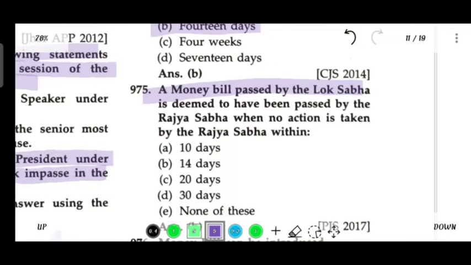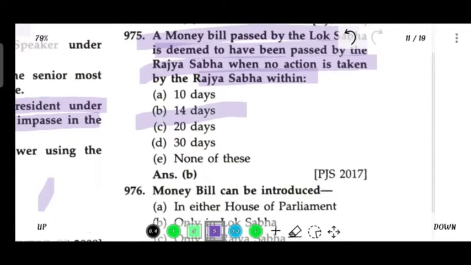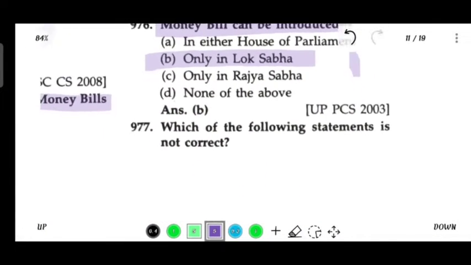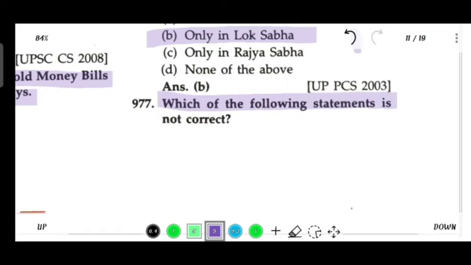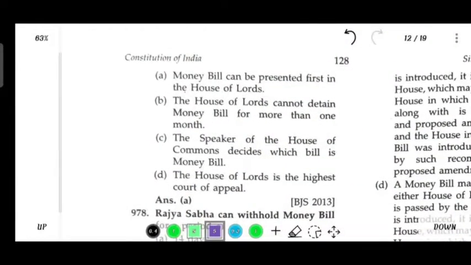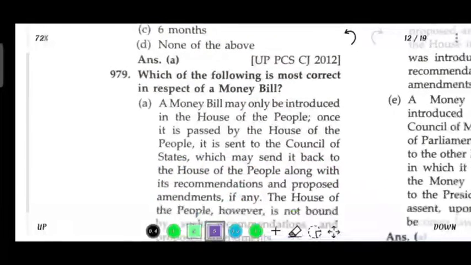The money bill passed by the Lok Sabha is deemed to have been passed by the Rajya Sabha when no action is taken by Rajya Sabha within 14 days. Money bill can be introduced only in Lok Sabha. Which one of the following statements is not correct? The money bill can be presented first in the House of Lords. Rajya Sabha can withhold the money bill for the period of 14 days.